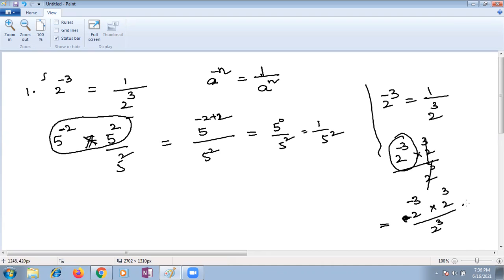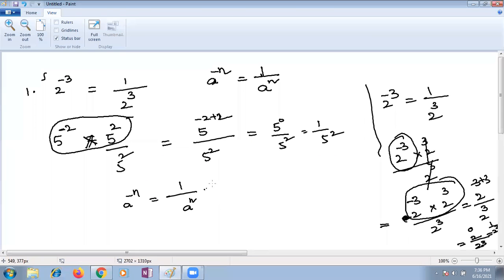Since the bases are the same, we can sum up the exponents. Minus 3 plus 3 becomes 0. And the denominator you are getting as 2 cube. This is nothing but 2 power 0 by 2 cube. 2 power 0 is 1, so it is 1 by 2 cube. This is the way any negative exponent can be written as 1 by a power positive exponent. You just make the number reciprocal and write it as a positive.